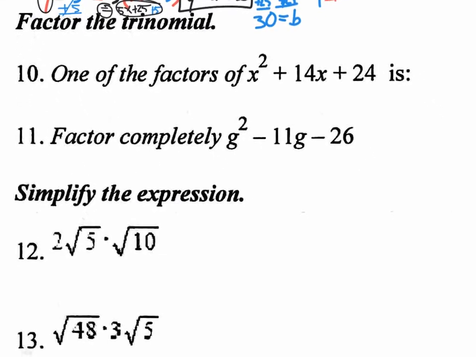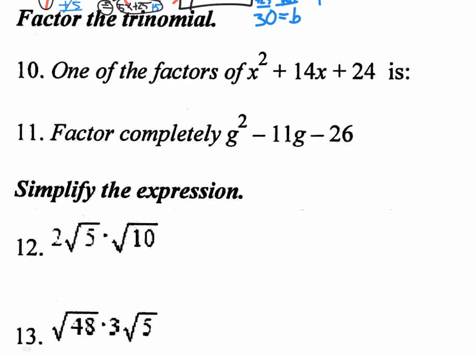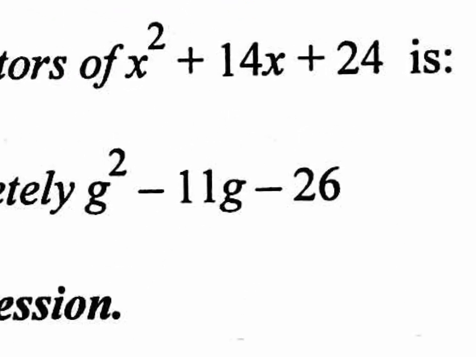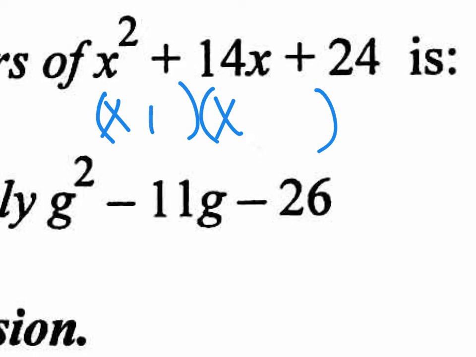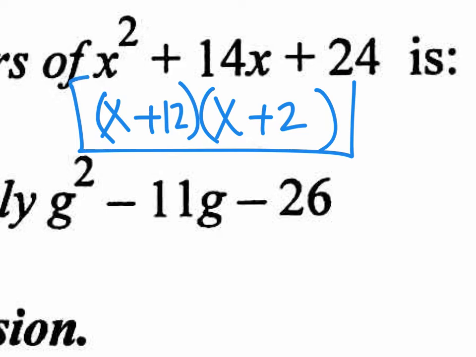One of the factors of x squared plus 14x plus 24 is, they're saying one of the factors. Okay, so they do this especially on multiple choice questions, because what if they told you just to factor it? Okay, well, how do you factor this, guys? You put parenthesis, parenthesis, x. What times what is 24 that if you add together is positive 14? Anybody? 12 times 2. So if we put a plus 12 in here and a plus 2 right there, that is your factored form. Okay?